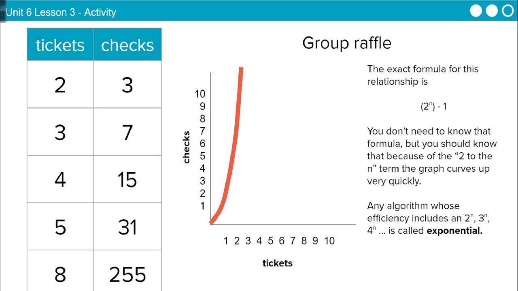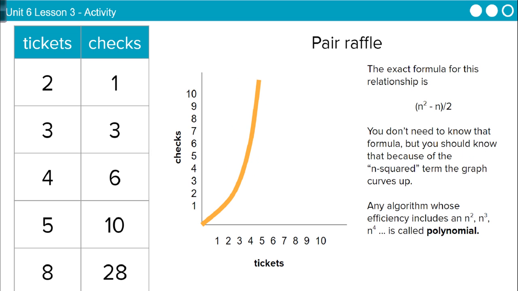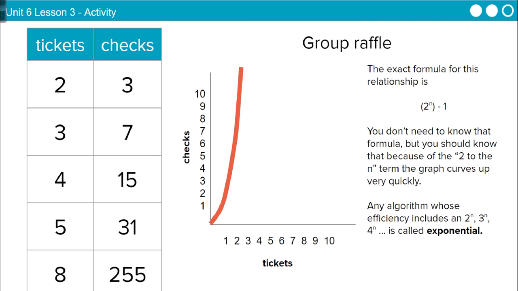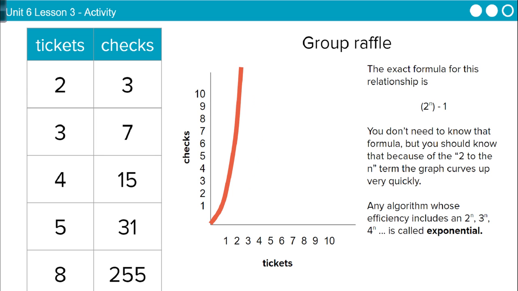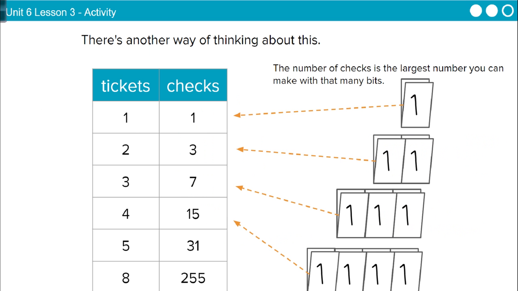The group raffle appears to be going up even more. This one is squared, n squared, so we call it a polynomial. This one, since 2 to the n power, this one is actually exponential. It's going to be going up a lot faster if we compare the two between the pair raffle and the group raffle. And the group raffle is because we had to check multiple people just to get to one correct answer, to get that higher number.